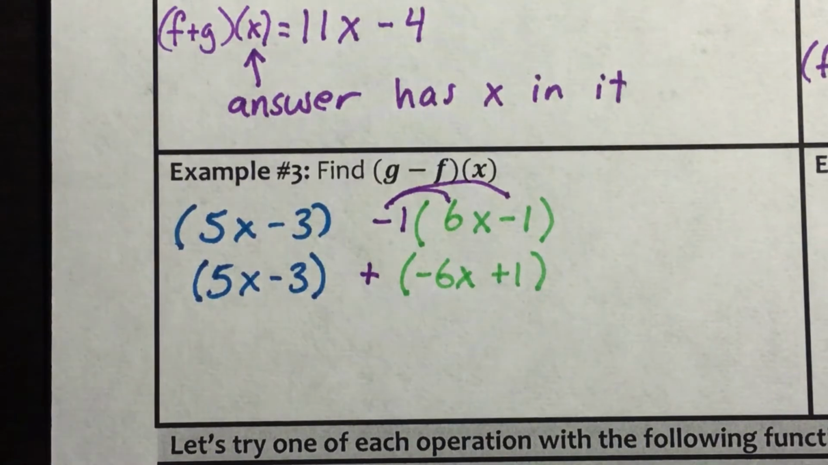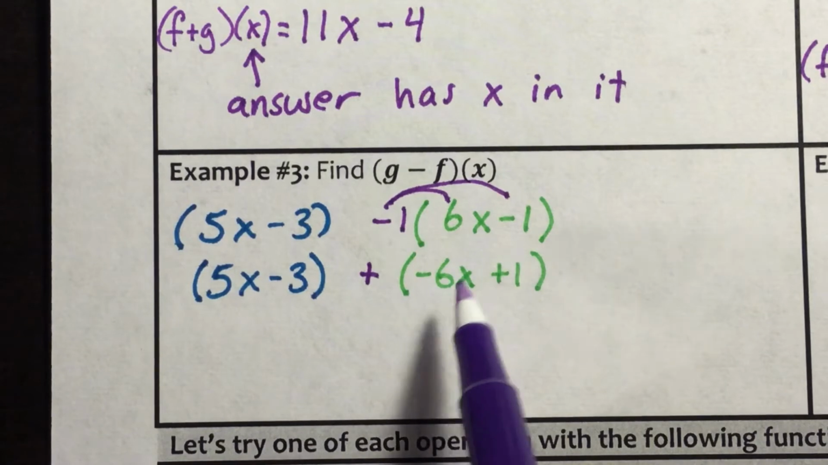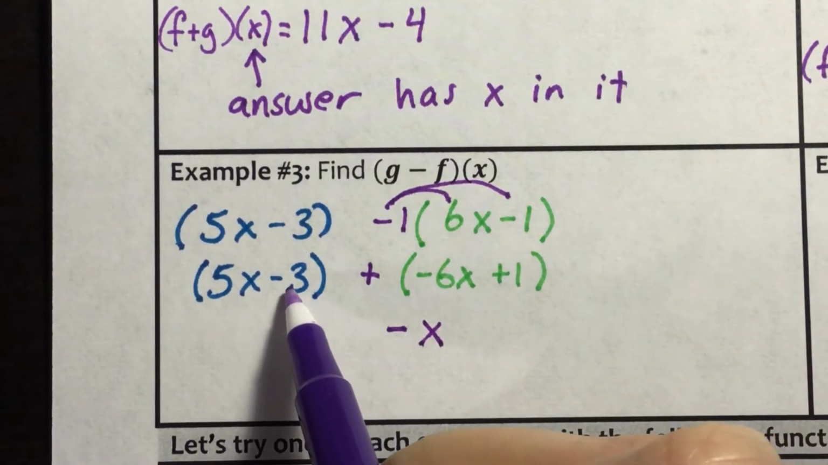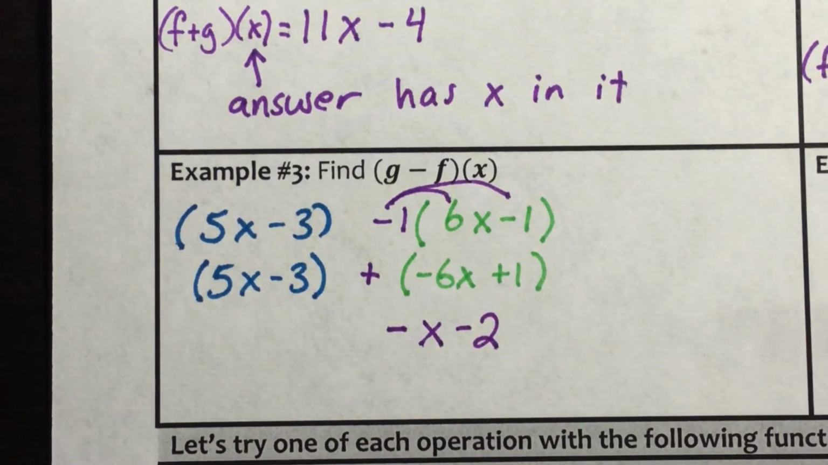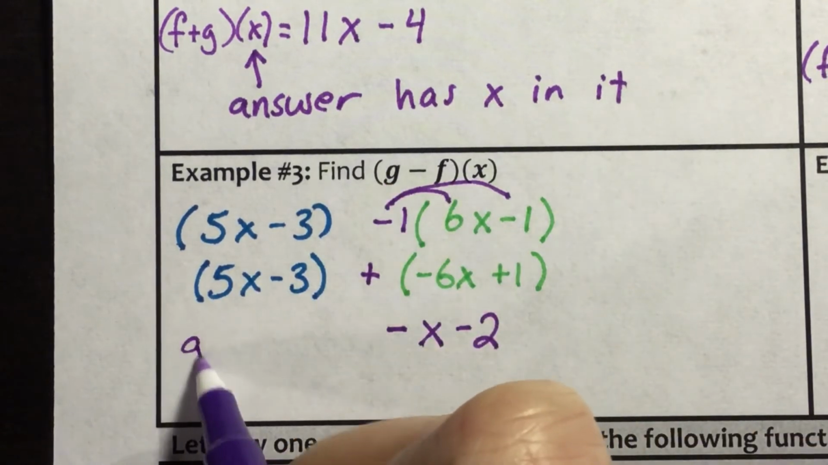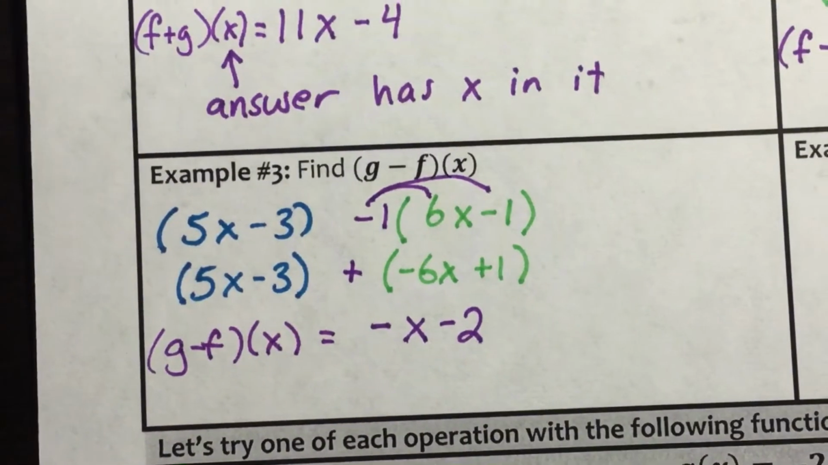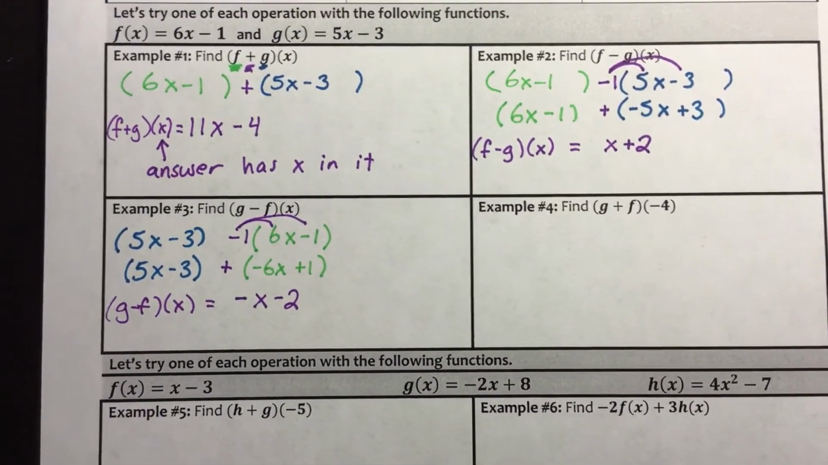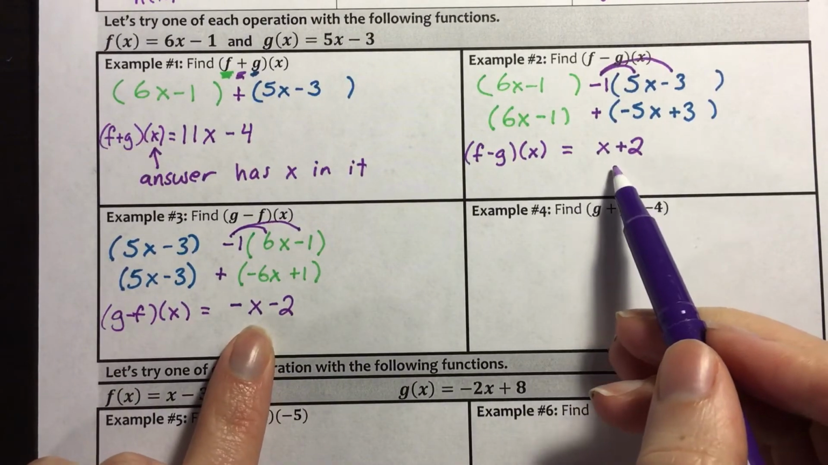Okay, now let's combine like terms. Okay, 5x plus -6x, or 5x minus 6x, is -x, or -1x. -3 plus 1 is -2. So that's our function, and we write on the left g minus f of x equals.